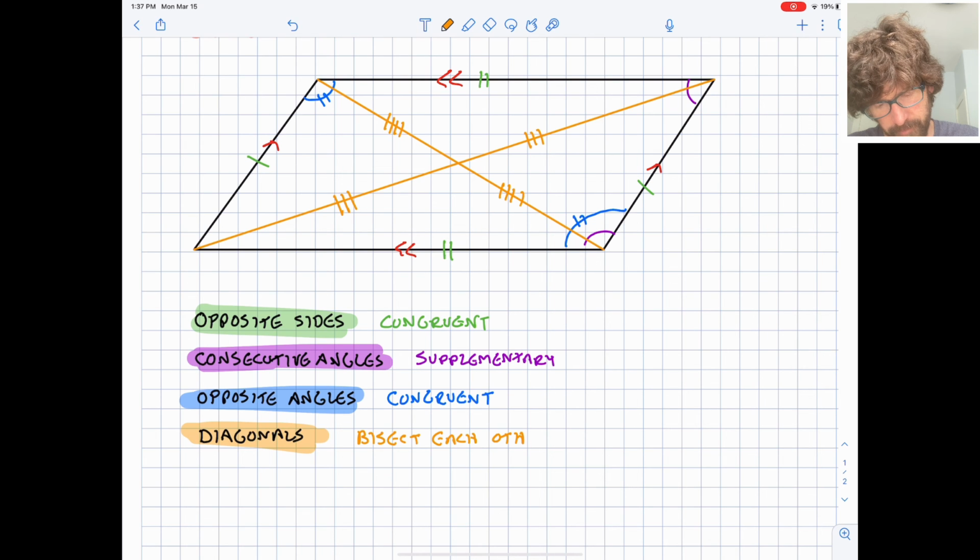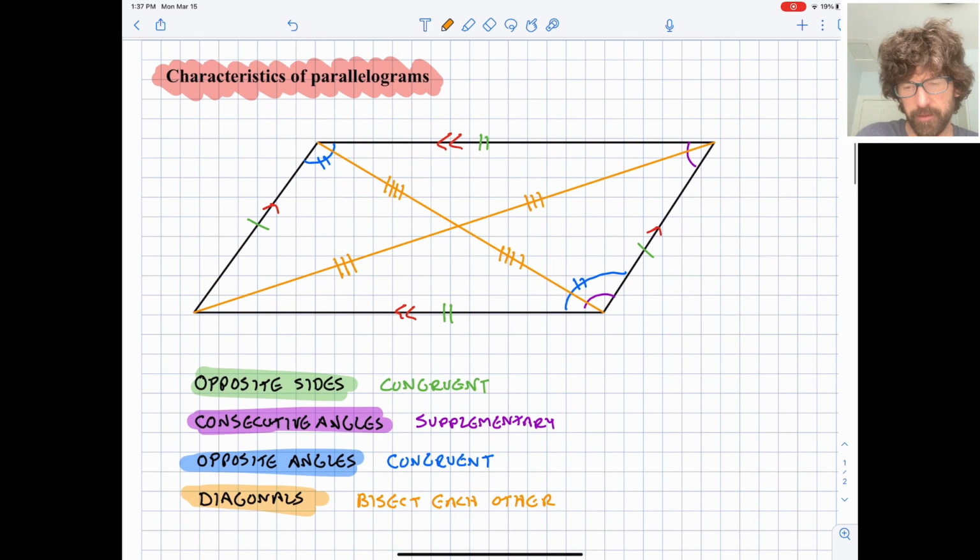Okay, so those are four pretty useful theorems around parallelograms, and I would encourage you to keep those in a handy spot so you can refer back to them. And that's a good place to stop.